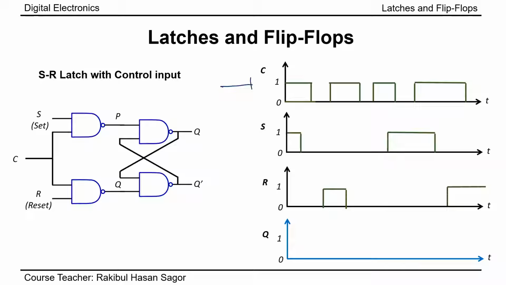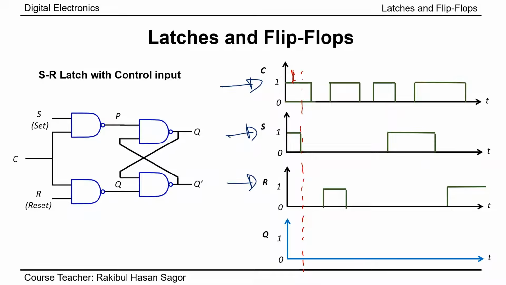We have control signal here. We have S input and R input. We need to draw the output Q. So at the very initial moment, for this portion, control signal equal to 1. So whenever control signal is equal to 1, that means the output will act based on the input signal.